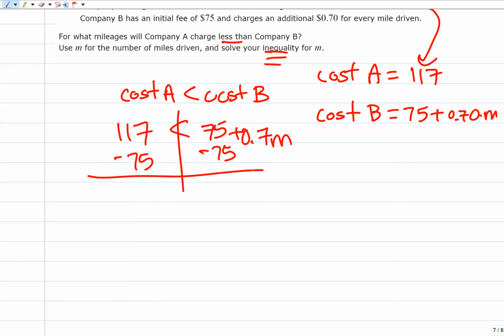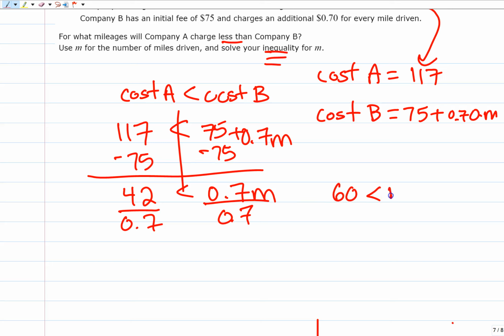So what are we left with there? I think that 42 is less than 0.7m. And how would we solve for m now? Undo that multiplying by dividing, I heard. So, I'll wait for it. Is it 60? 60 is less than m. What does that mean?